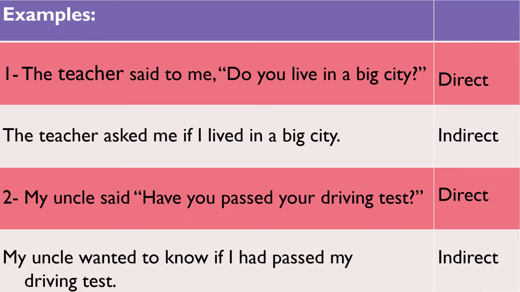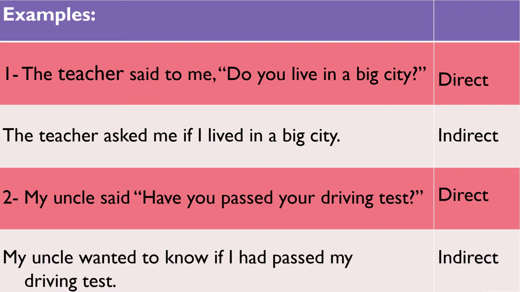Let's start with this example. The teacher said to me, "Do you live in a big city?" This is a direct question. So how to transfer it into indirect? I start with the speaker, the teacher, then the verb said to me should be changed into asked me. So your answer will be the teacher asked me. And here we will stop. Why? Because we have some changes.